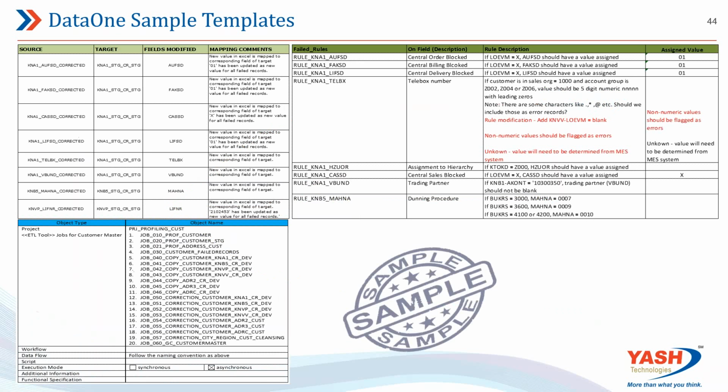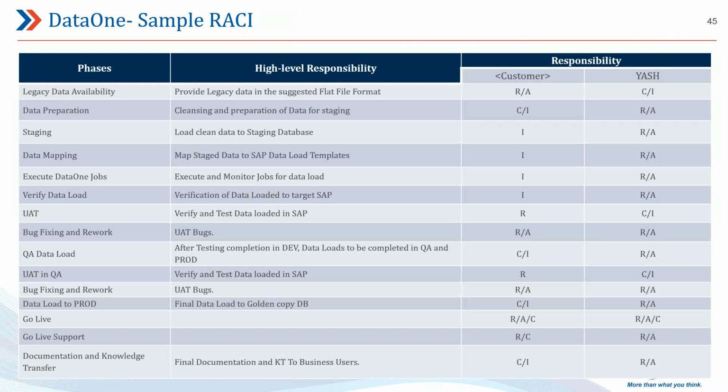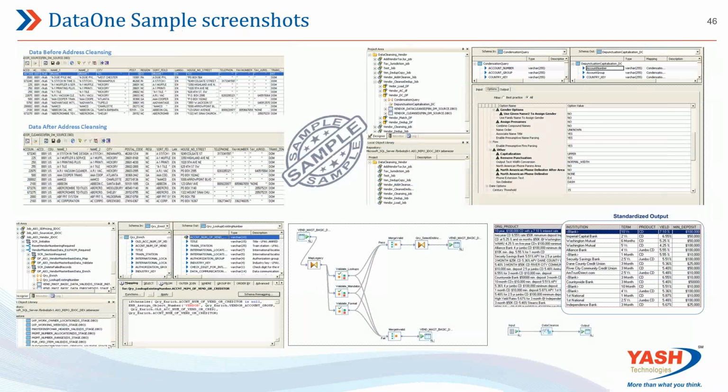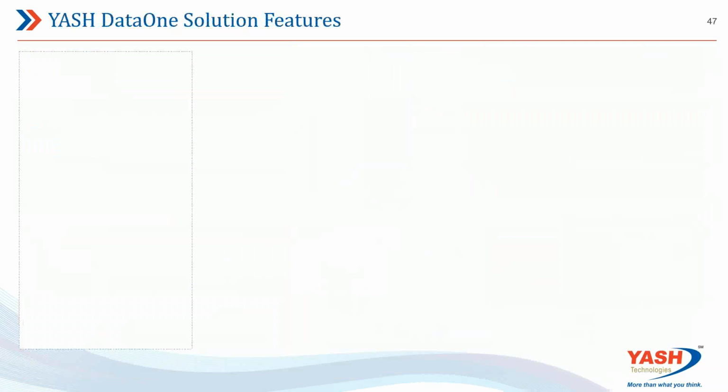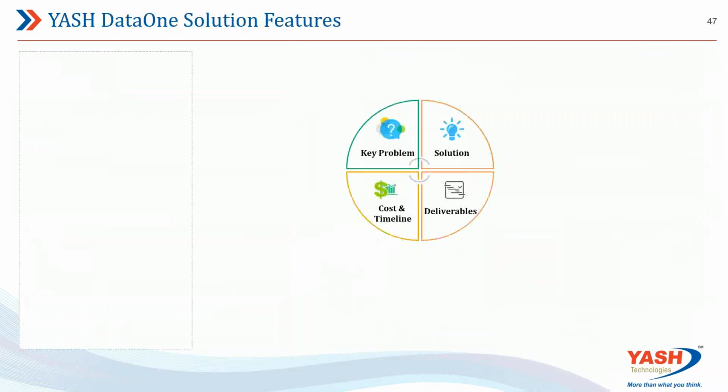The data can be loaded in any format, into SAP or an enterprise data warehouse, or in the form of flat files. Here are some of the sample templates that we use, which we talked about as the accelerators, which talk about the source systems, what kind of rules we bring in, and so on. And then here's a sample RASI chart to talk about the contribution from your team as well as YASH. Some more screenshots of the process and the tool screenshots.